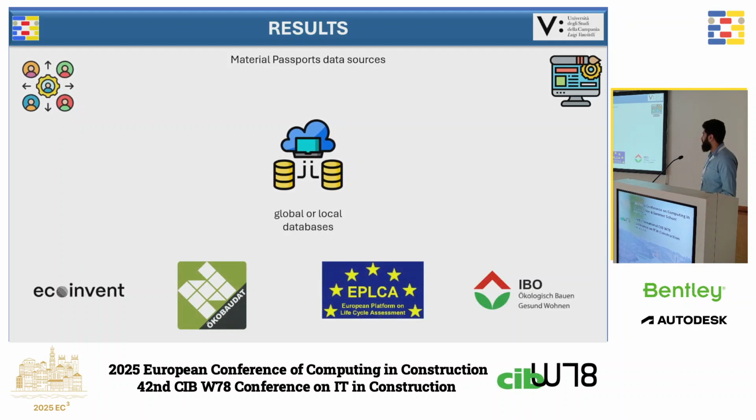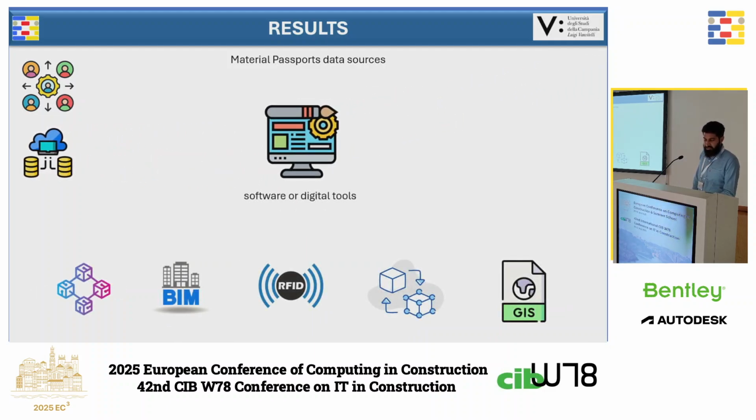These are examples of the global or local databases from which material passports can digitally extract data to assess circularity indicators. And lastly, the most applicable are the digital technologies and software that are present in the literature, and everybody has worked on it. Blockchain and BIM are the most compatible software that have been used in the literature for providing data to the passports. And I've also seen RFIDs, digital twins, and GIS-based material passports.